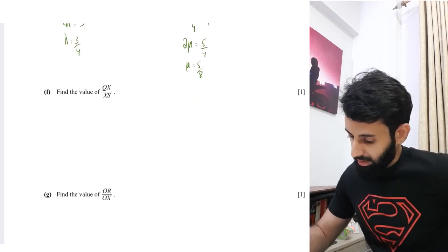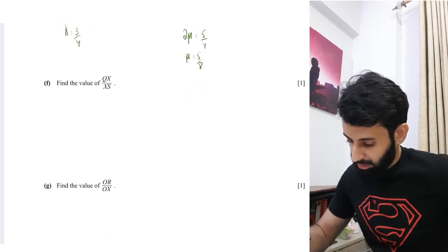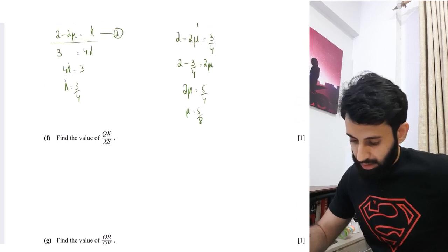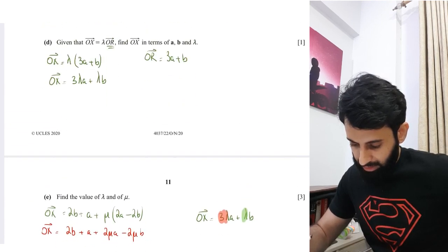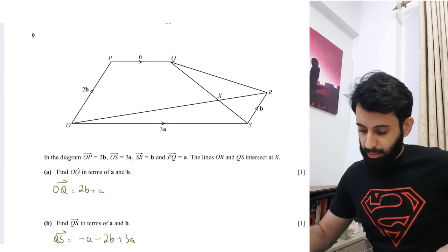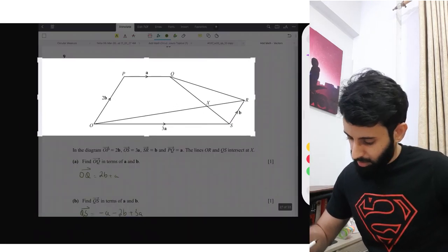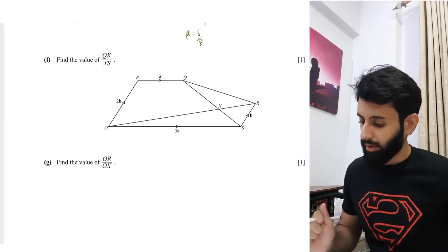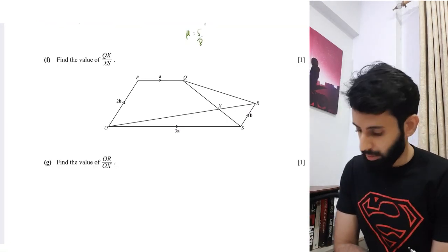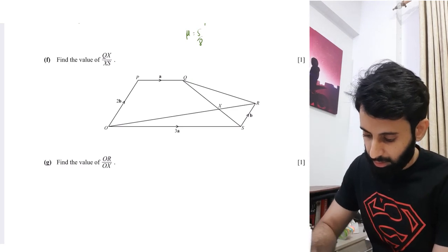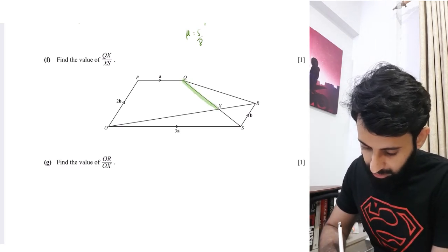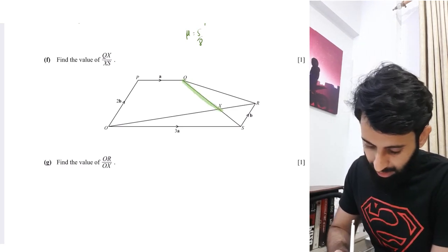Then it says, find the value of QX is to XS. Okay, so let's have a look at QX and let's have a look at XS. In fact, what I'm going to do is take a screenshot of this and put it next to the question. Now here the question wants us to find the value of QX is to XS. So let's have a look at what exactly we want. The question wants us to find QX is to XS.